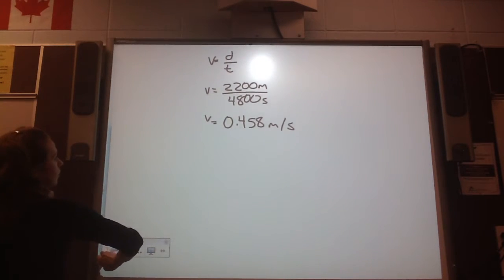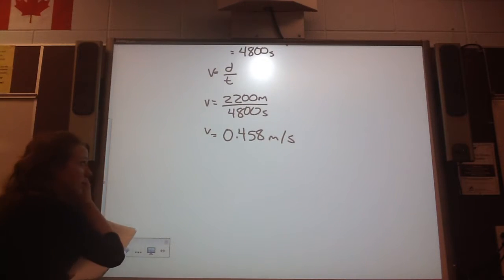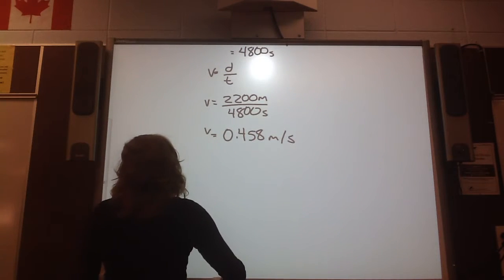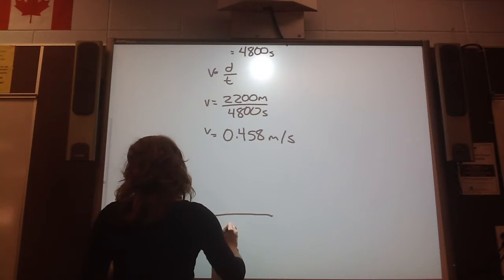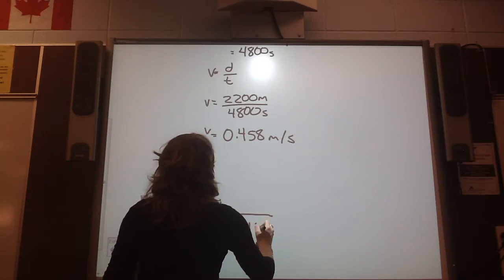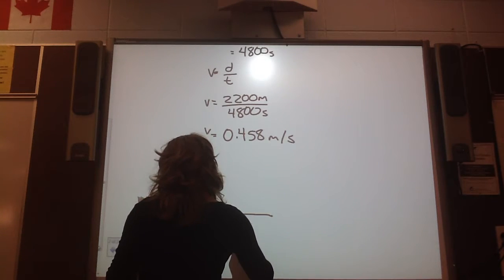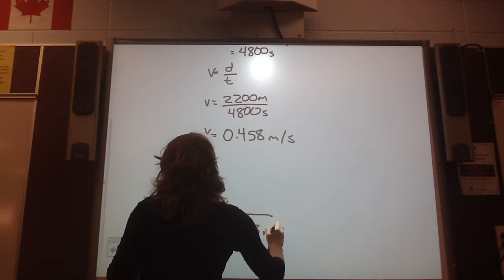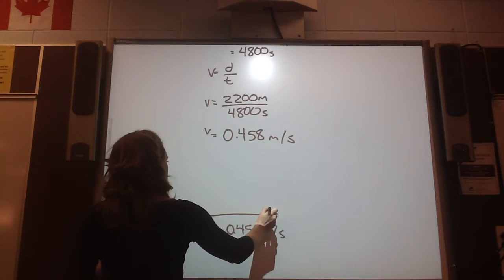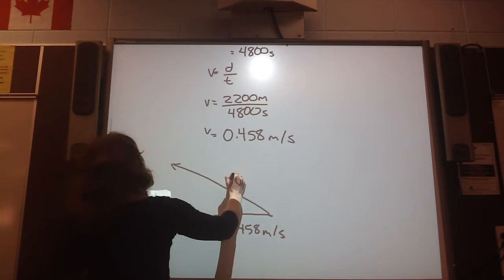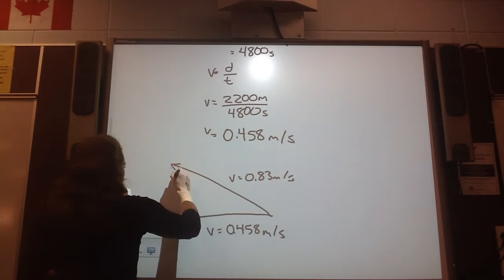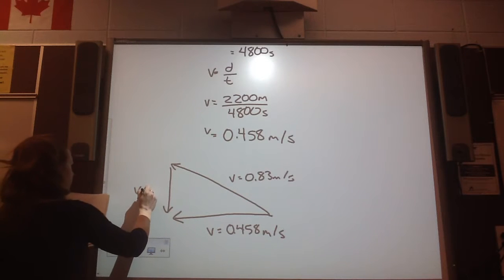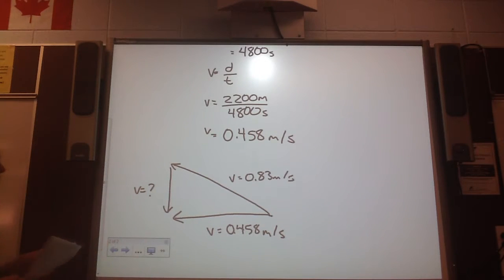So I'm just going to redraw my vectors with the velocities that I do know. So my horizontal vector is V is equal to 0.458 meters per second. My swimming vector is 0.83 meters per second. And my vector of the current is what I'm trying to find.